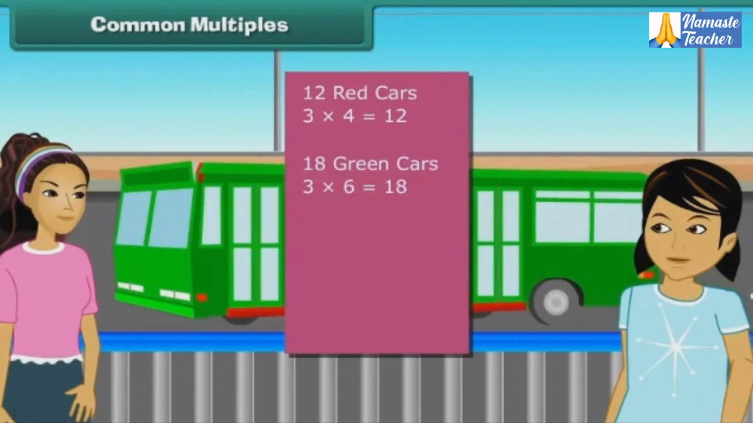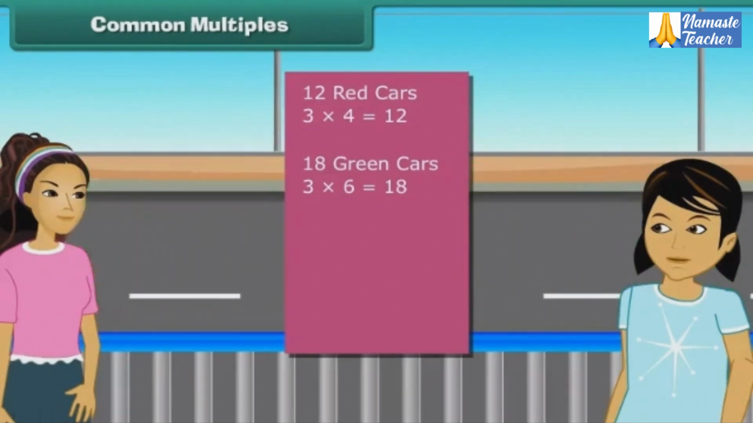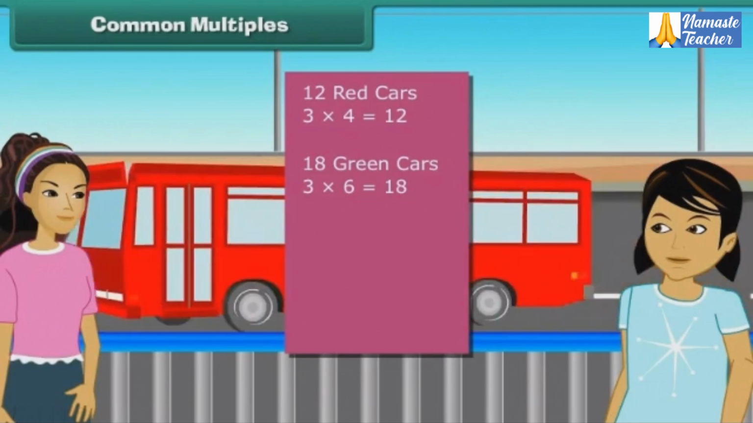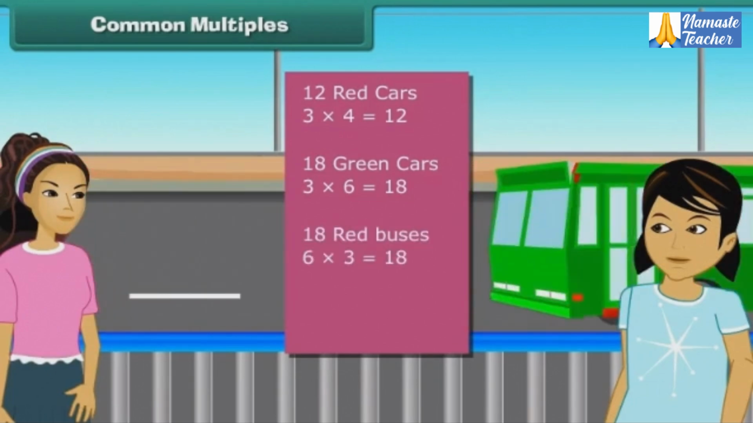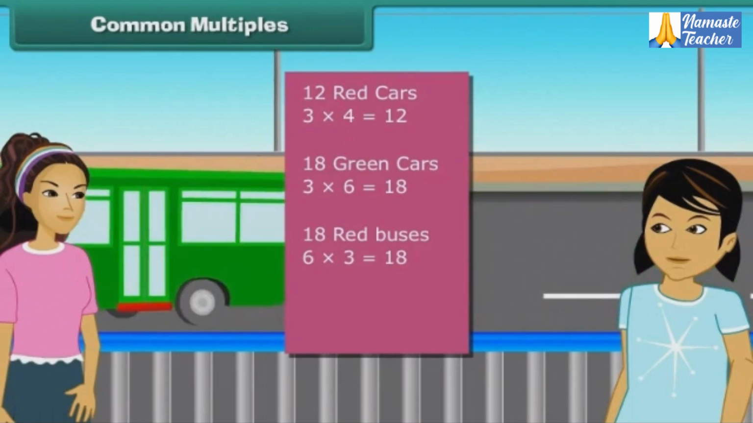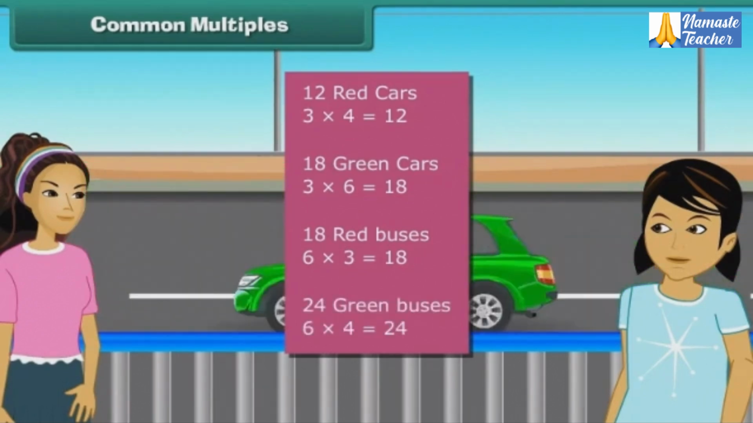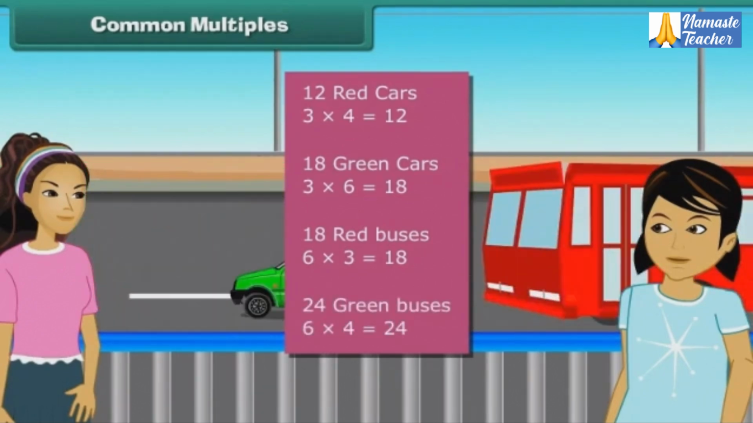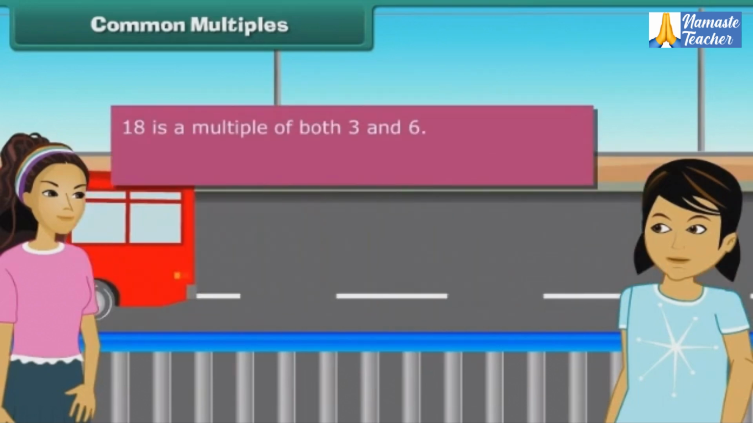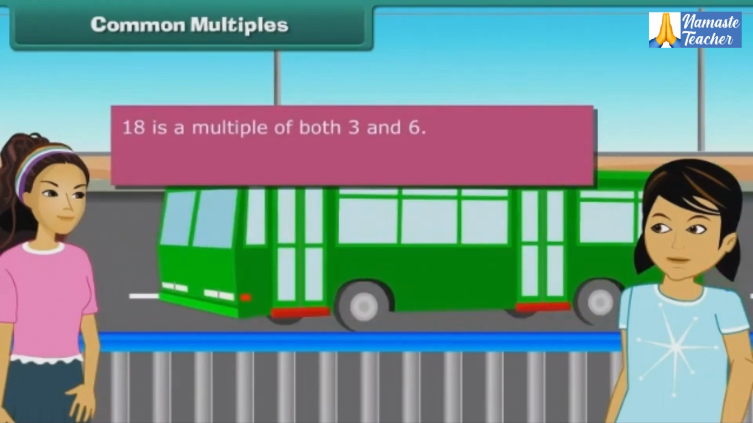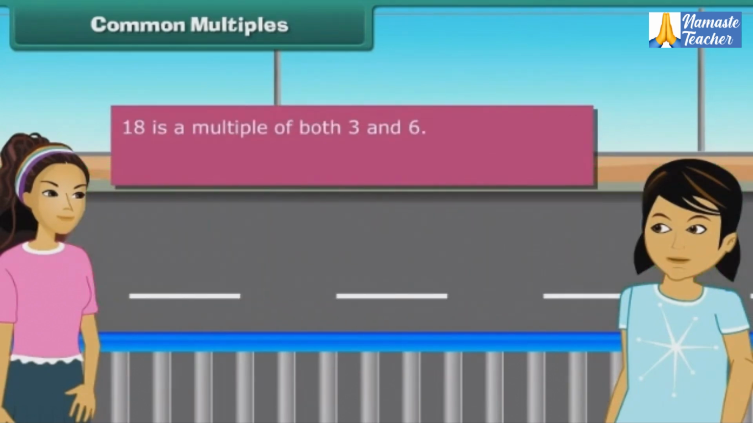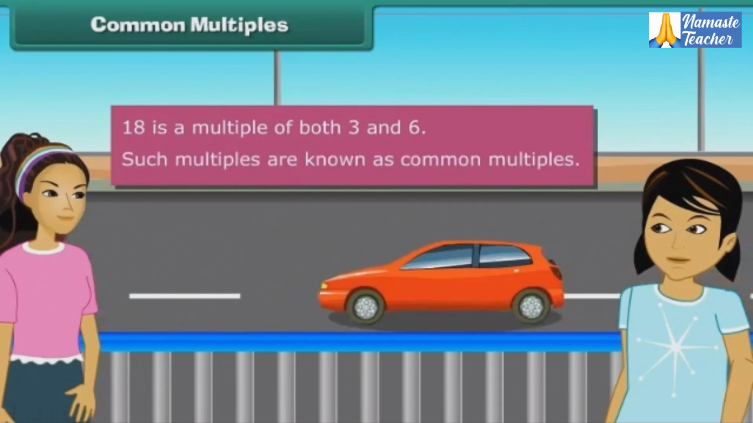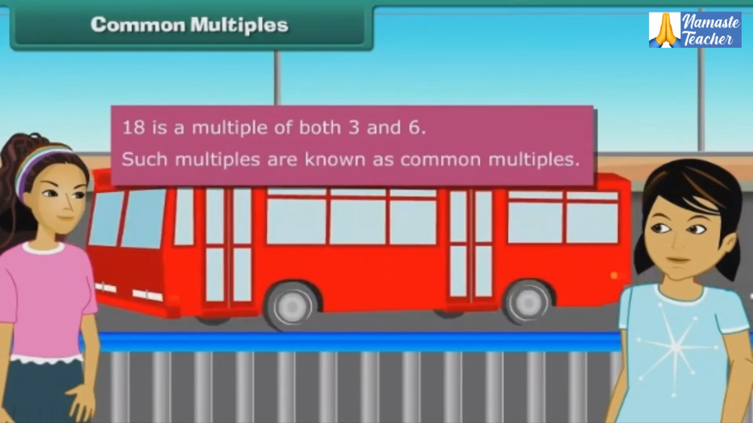Prerna observes 18 red buses and 24 green buses. She expresses them as 6 multiplied by 3 is equal to 18. 6 multiplied by 4 is equal to 24. 18 is a multiple of both 3 and 6. Such multiples are known as common multiples.